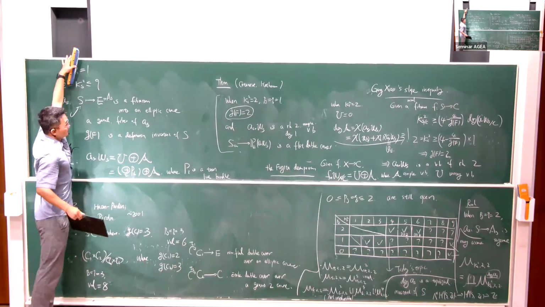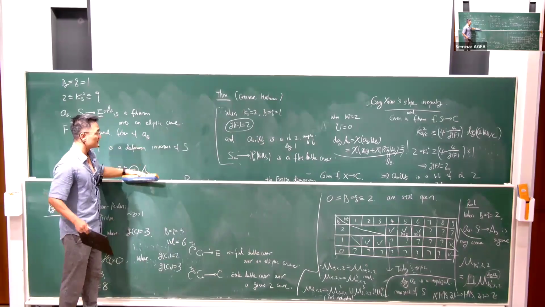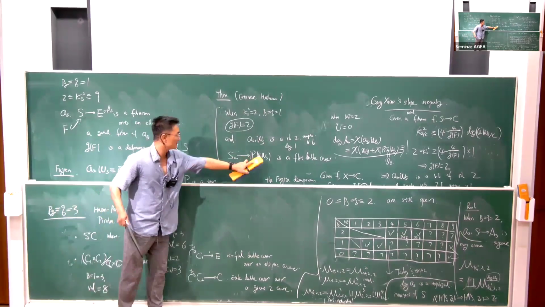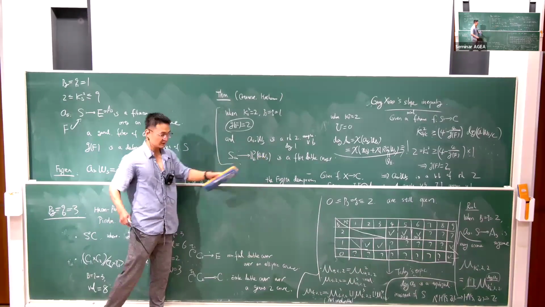And so from this proof, we see that it's important to understand the structure of the canonical bundle. This is the key point here.